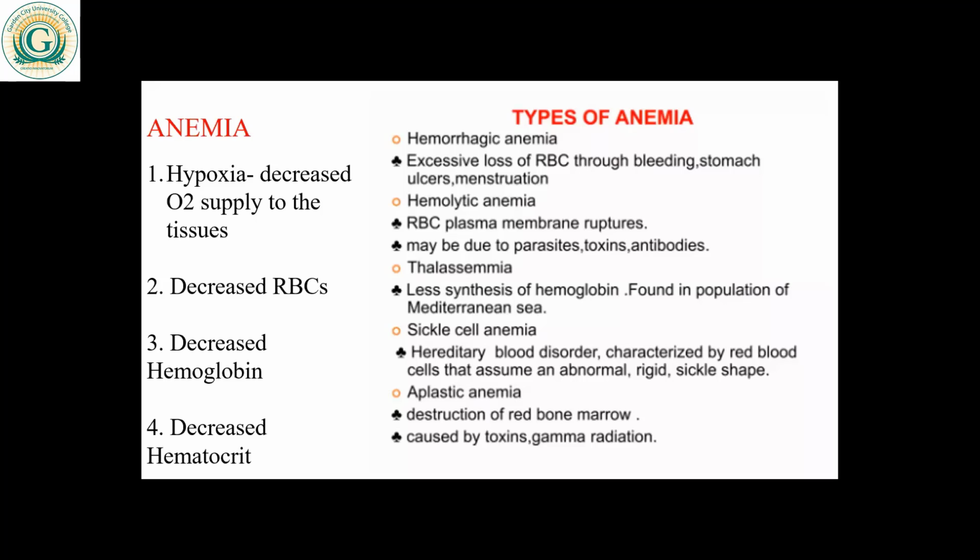So you can have types. The first one is hemorrhagic anemia. Hemorrhagic anemia is when you have excessive loss of red blood cells through bleeding. Okay, bleeding from any part of your body. And as I said, bleeding is mainly from disruption of the blood vessels. Aside from that, you have conditions such as stomach ulcer, and then for females as well, menstruation.